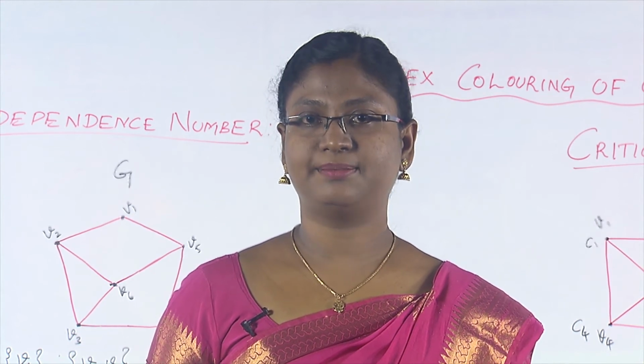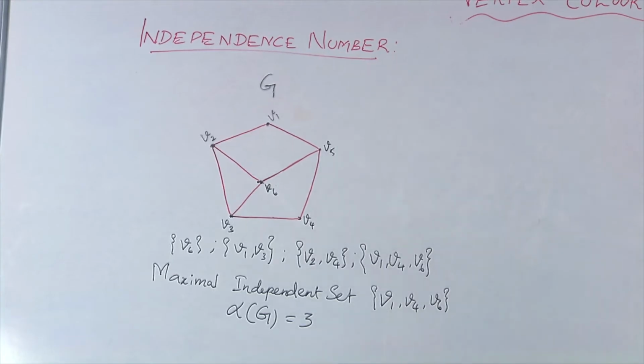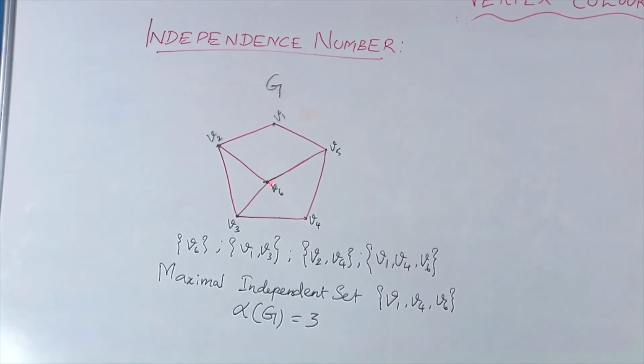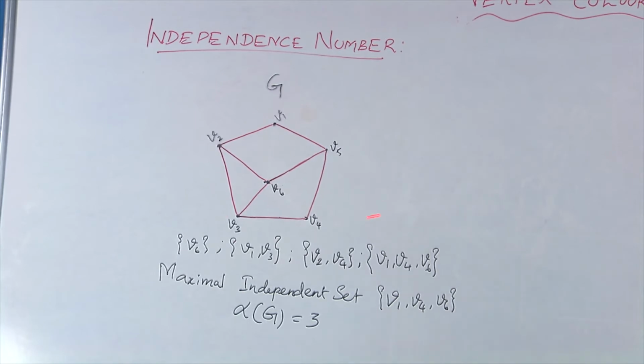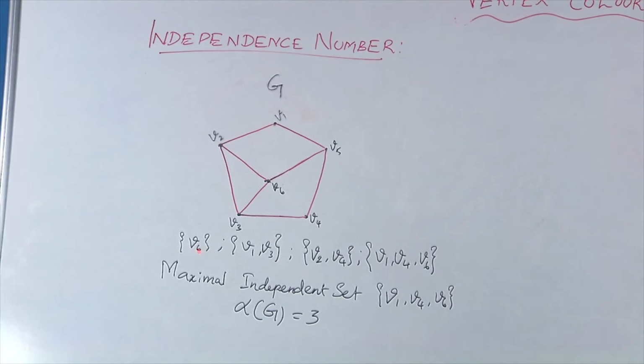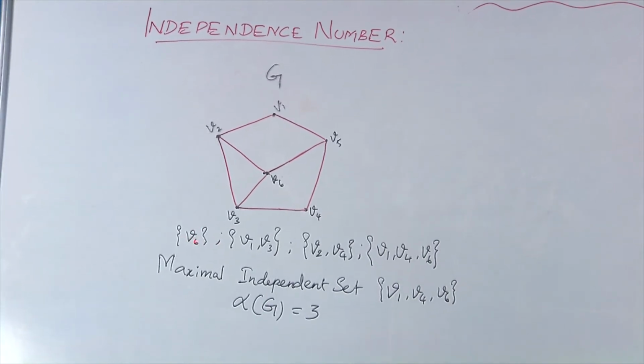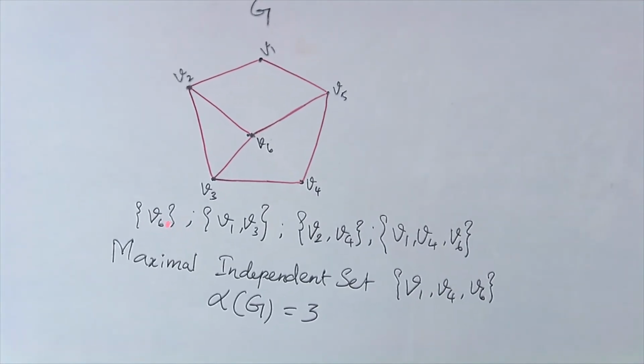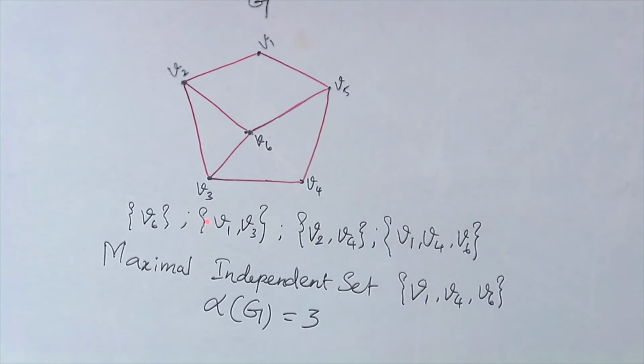Let's see some examples. We are going to find the independent set and independence number for this graph G. Consider this graph. As we discussed earlier, an independent set is a set of vertices in which no two vertices are adjacent to each other. Here, if I consider V6 alone, V6 alone is an independent set because it does not have any other vertices to be adjacent, which means V6 is an independent set. Every singleton set of vertex is an independent set.